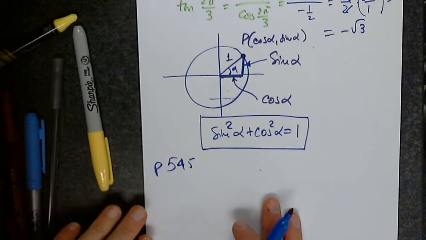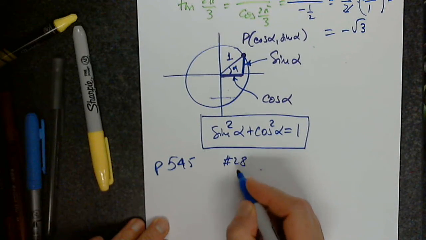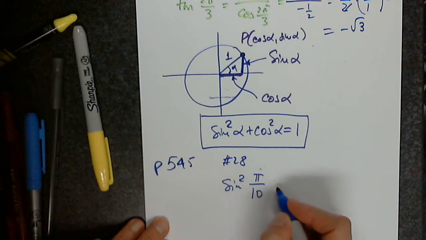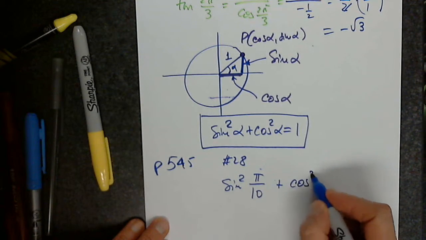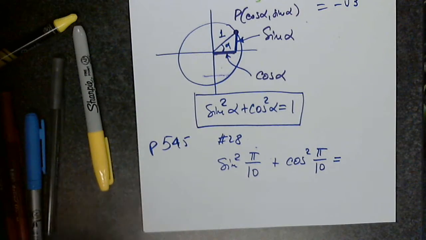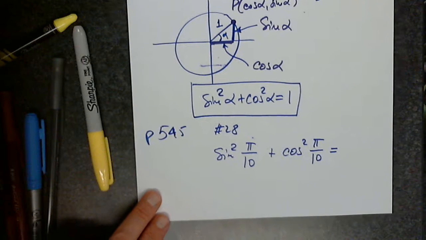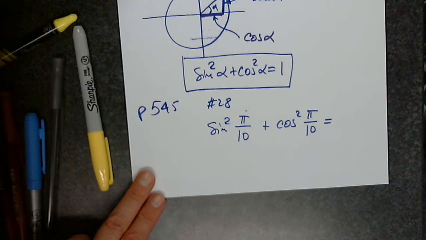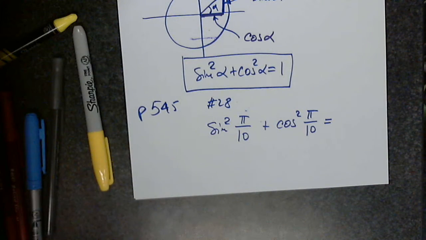Okay, number 28. Sine squared of the angle pi over 10 plus cosine squared of the angle pi over 10 is... What do you think this equals? Give it a shot. Any ideas? It's okay if you're wrong.